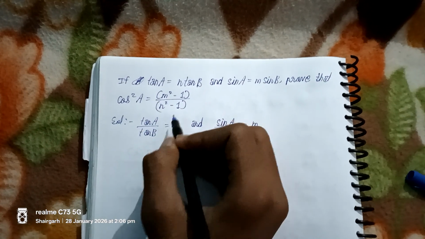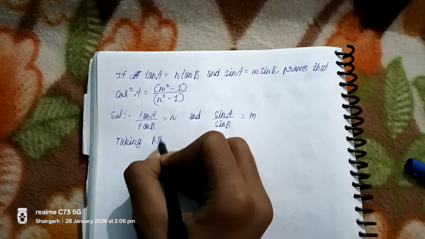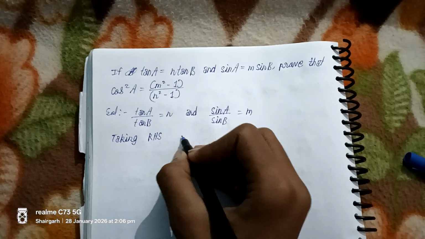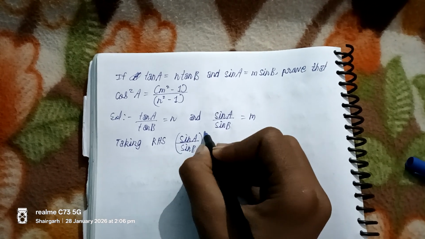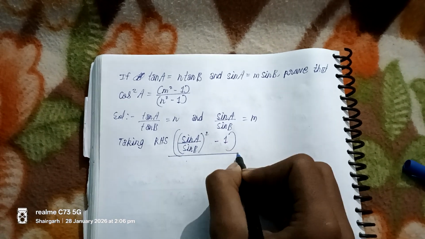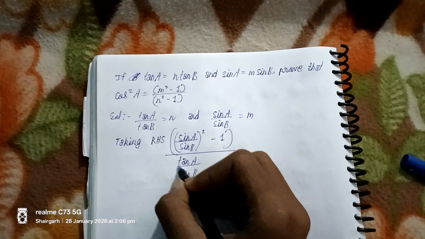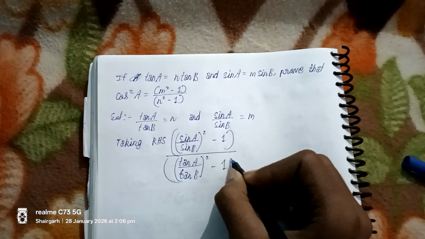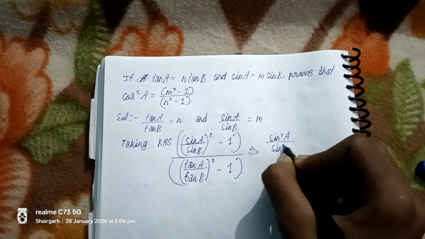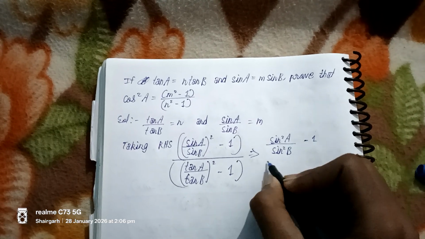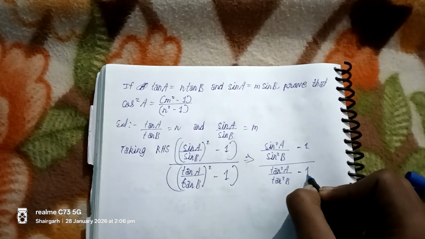Then this is the LHS side and this the RHS side, so here we are taking the RHS side: m square minus 1 is (sin A upon sin B) whole square minus 1, upon (tan A upon tan B) whole square minus 1, and then this is equal to sin square A upon sin square B minus 1 in the numerator, and tan square A upon tan square B minus 1 in the denominator.